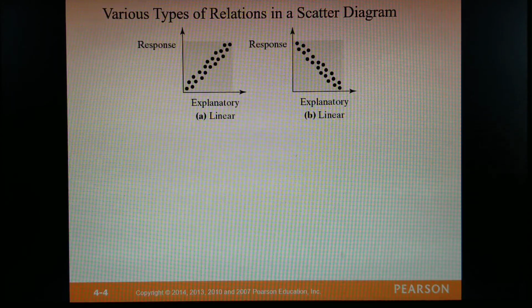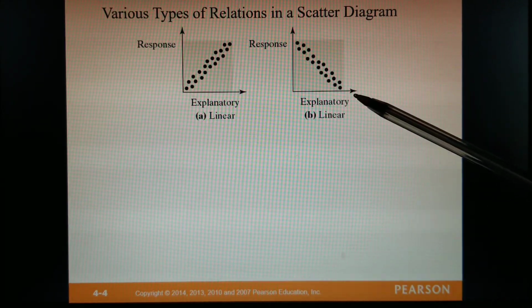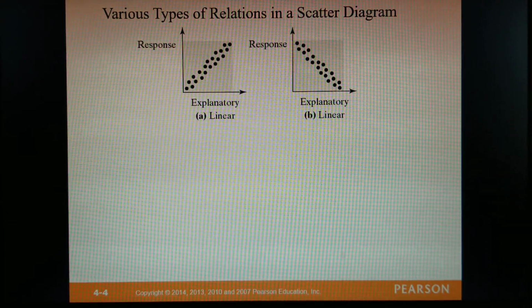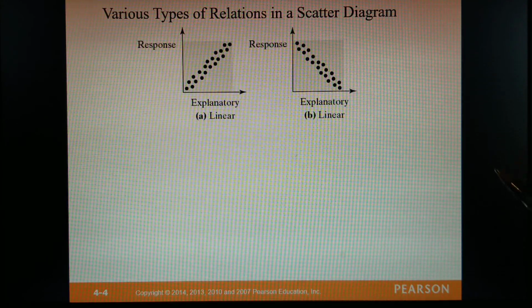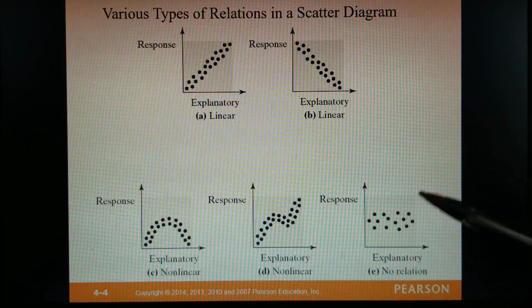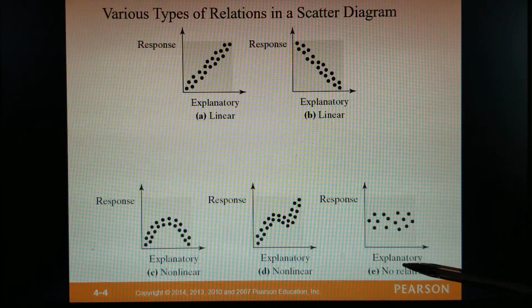So with these two here, A definitely looks like a positive linear relationship, and B looks like a negative linear relationship. But is it linear enough? Well, I don't know, and that's where we would use statistics to decide if it's actually linear enough or not. So this one here definitely looks nonlinear, and no correlation.